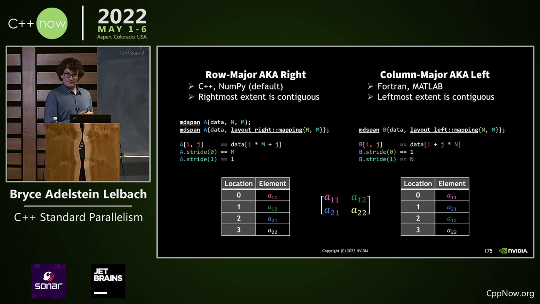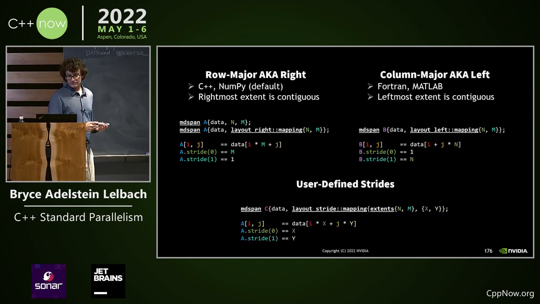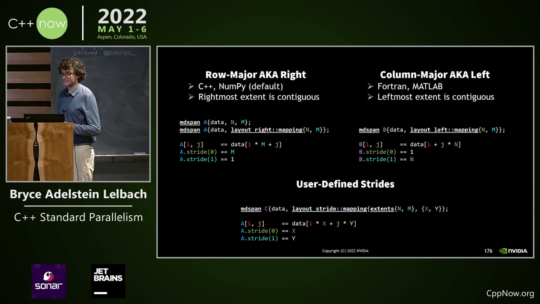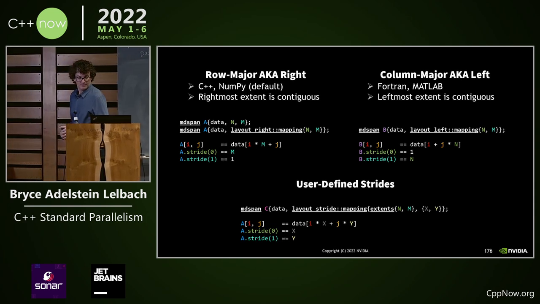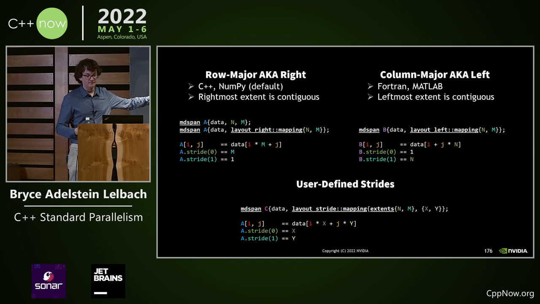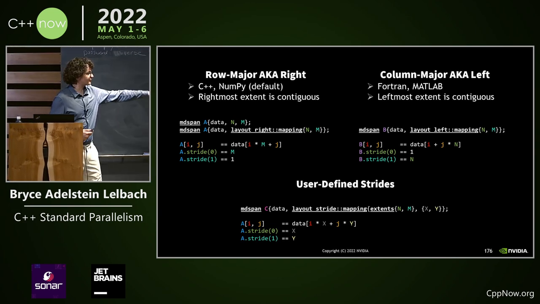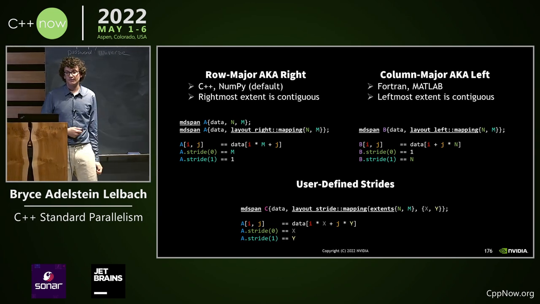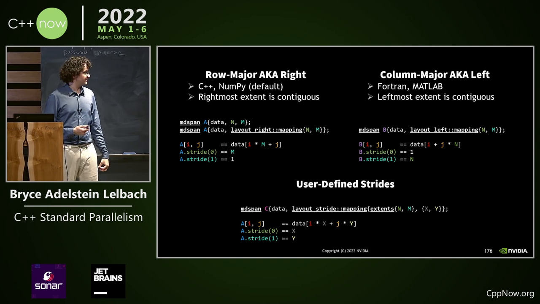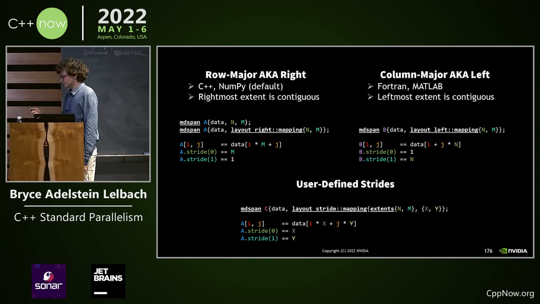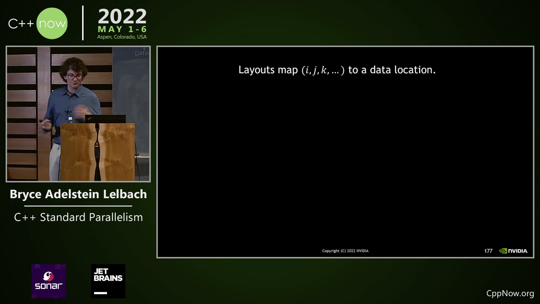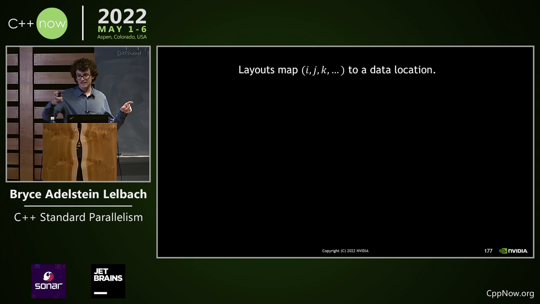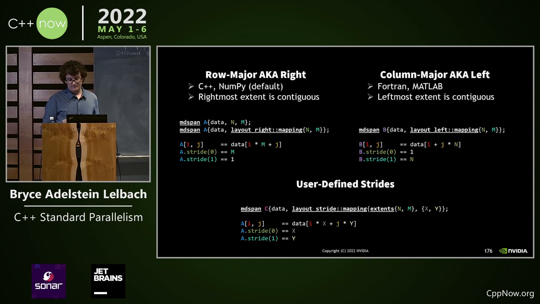Any other questions? So there is another standard layout that allows you to explicitly specify the strides for each extent, and it is called layout stride. This is pretty useful for things like slicing, or if you need to do something a little quirky. So all three of the concrete layouts in the standard library are just implementations of the layout concept. Yeah, Alfredo, question?